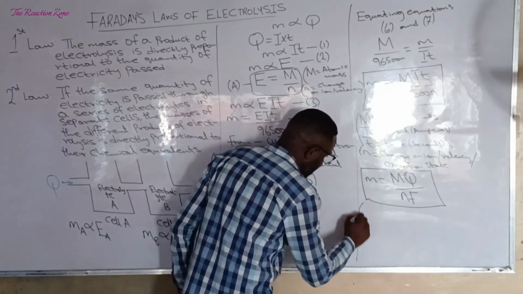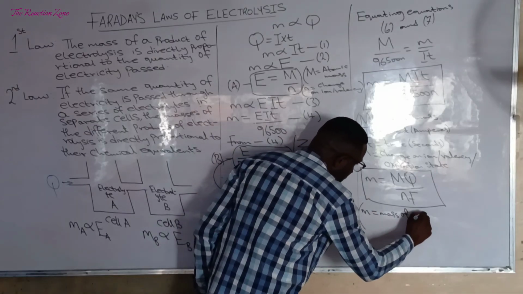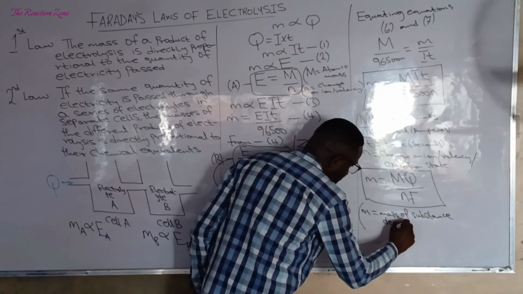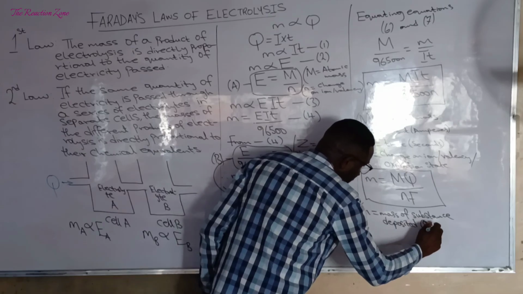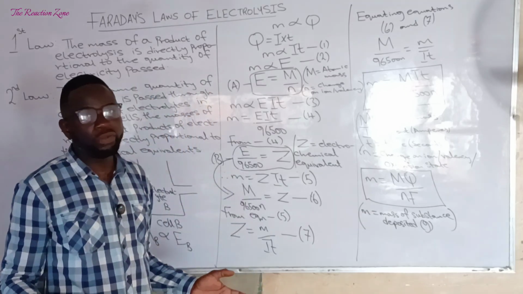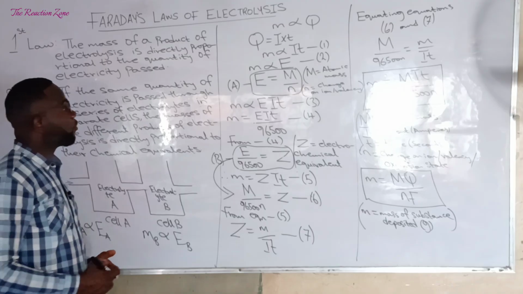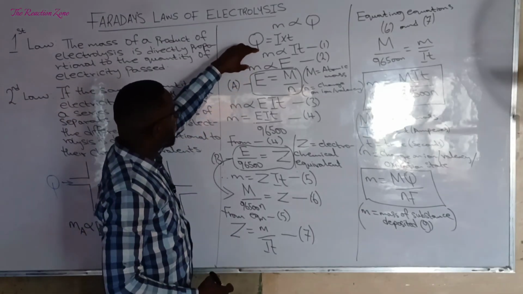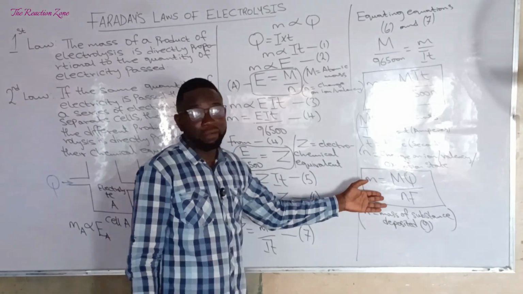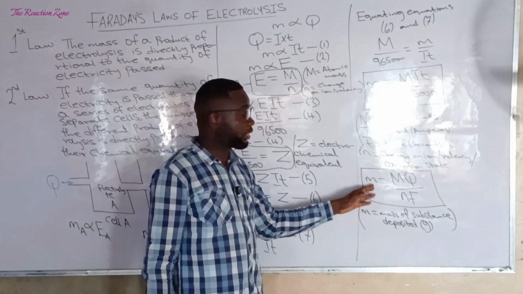Now, finally, it is important to state that the small letter m, which is mass of substance deposited, must always be in grams. So I want to believe that you understand Faraday's law of electrolysis, and that you also understand how we used the mathematical expressions for the two laws to actually get a formula that can be used to find the mass of substance deposited when all the other parameters are given.